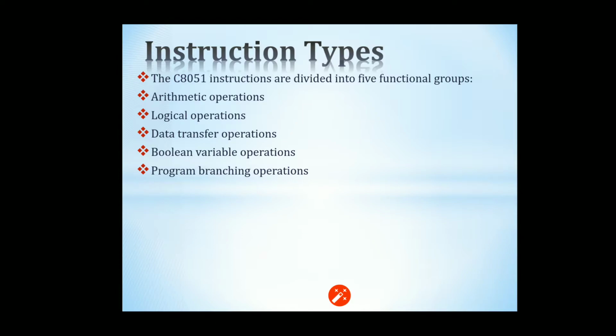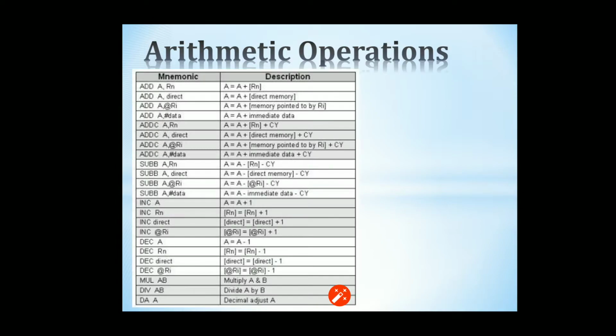Next is the instruction types. The C8051 instructions are divided into 5 functional groups of instructions. The first is arithmetic operations, second is logical operations, third is data transfer operations, fourth is boolean variable operations, and the last one is program branching operations. Let's see them one by one.